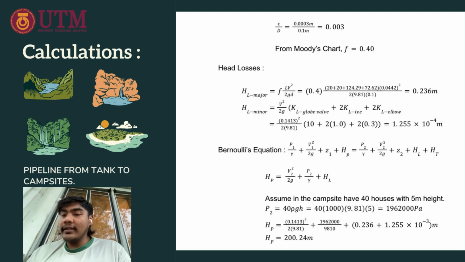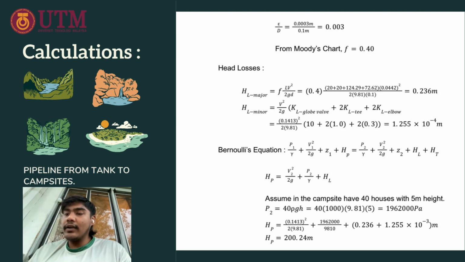Next, we calculate the head losses. First, we calculate the HL major using the formula HL major equal to FLV squared over 2GD. After we calculate, we got our HL major equal to 0.236 meter. Next, for the HL minor, we use the formula KLV squared over 2G. In HL minor, we have the KL for the root valve and 2 KL for the T.